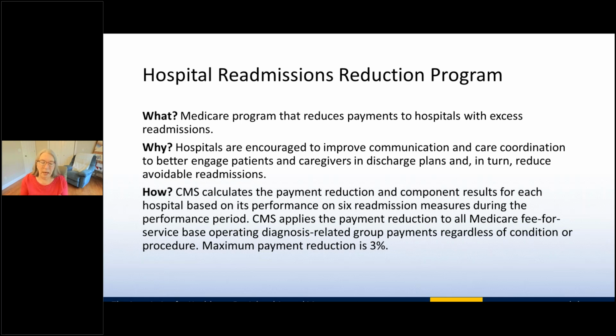So they do all this calculation. I'm not going to get into all that, but then they come up with this payment reduction and they apply it during a fiscal year to all of that hospital's Medicare fee-for-service DRG group payments, regardless of the condition or the procedure. So whatever they calculate, they say, here's your payment reduction for the next fiscal year. Every hospital is going to have a different one. Some will have no penalty. Some can be all the way up to 3%. That's the maximum penalty reduction: 3% of all of your Medicare payments.